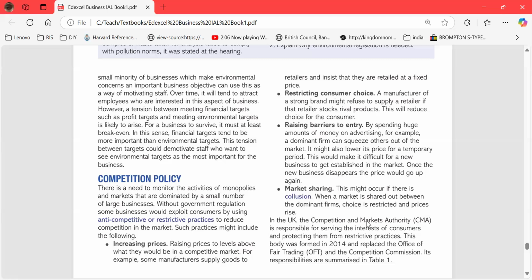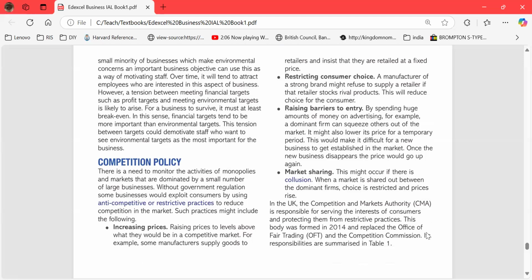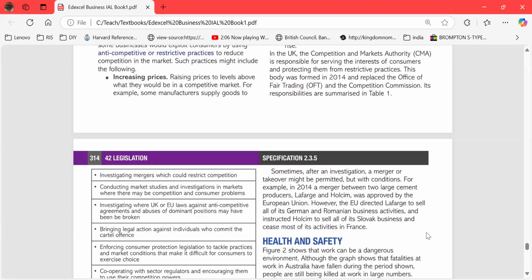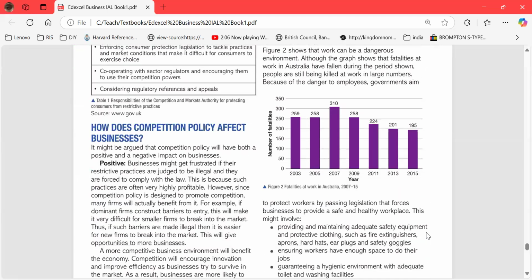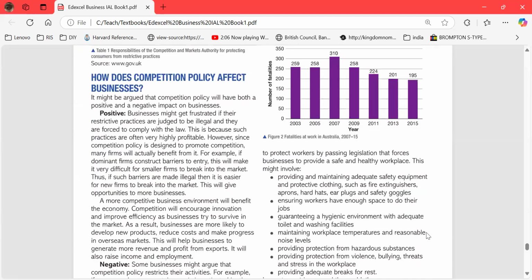This is also illegal. Okay, so lots of other examples are there. So there are positive and negative effects on the business. So impacts. What are the impacts? These kind of questions are very common.